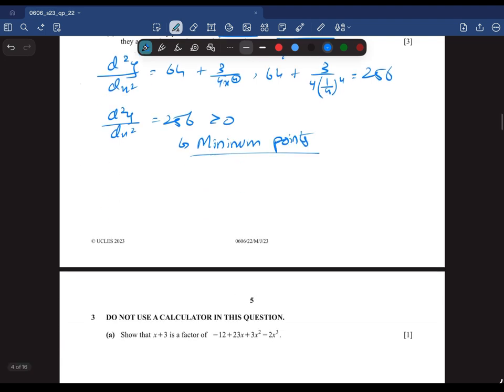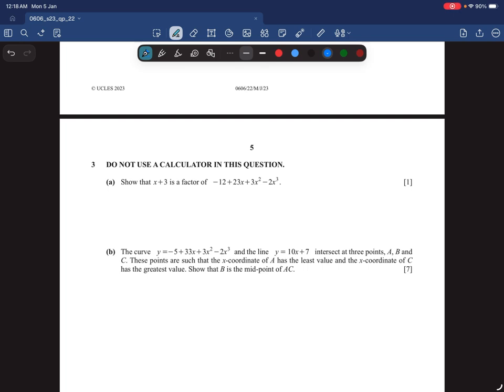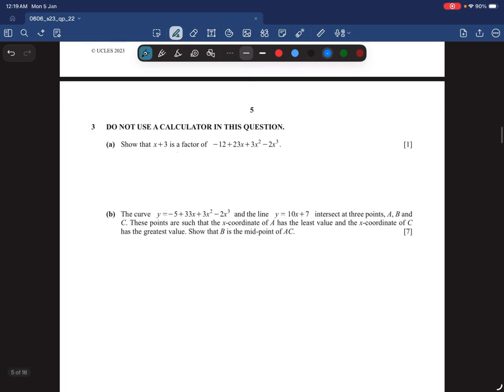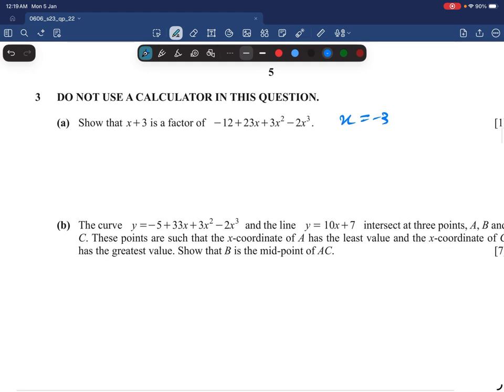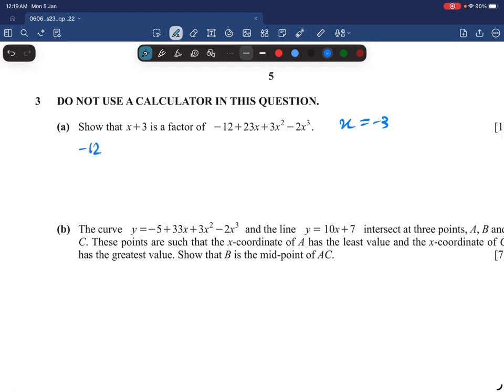There you go, that's the conclusion. Alright, so question number 3. Show that x plus 3 is a factor of so and so. So we plug in x equals minus 3 and show that it'll be equal to 0.